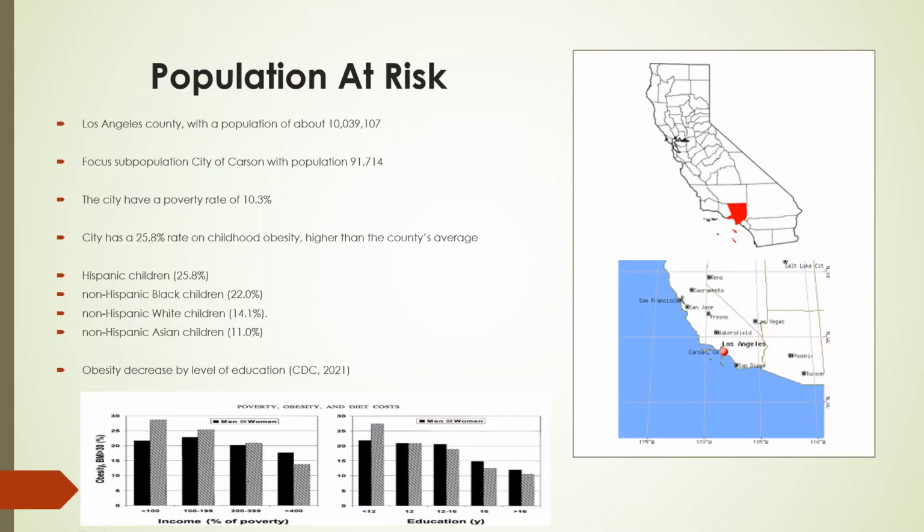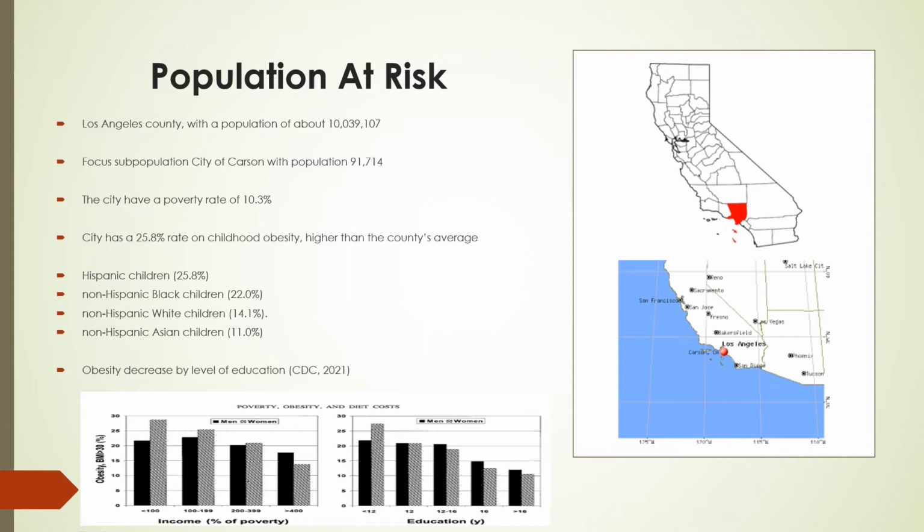The population at risk. I currently live in Los Angeles County in California. It has a population of about 10 million, 39,107 residents. It is the most populous county in the United States. The focus subpopulation will be the city of Carson, California, with a population of about 91,714 residents. The city has a poverty rate of about 10.3%. Also, the city has a 25.8% rate of childhood obesity, which is 3 points higher than the county's average.